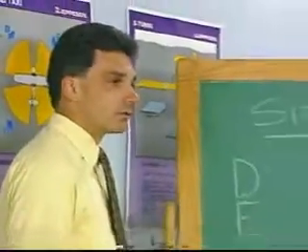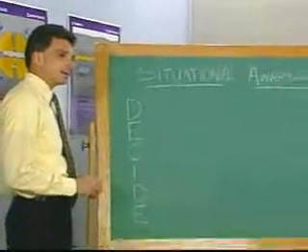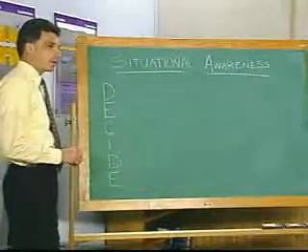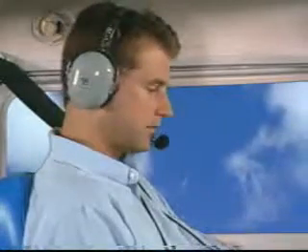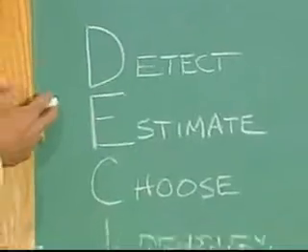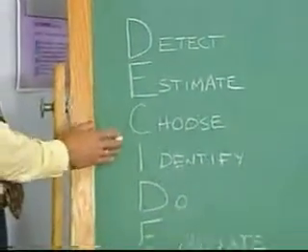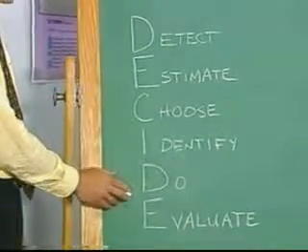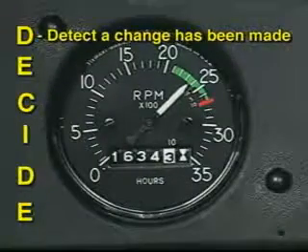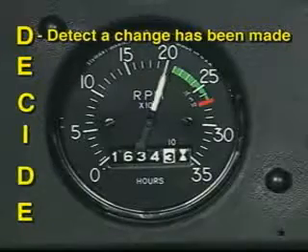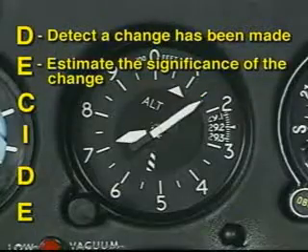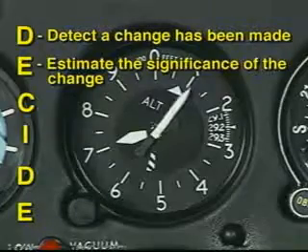Now that you have an idea of what resources are available to you, let's put them together with other decision-making elements. Situational awareness is essentially knowing your condition, the airplane's condition, and your surroundings. A decision-making model known as DECIDE represents a logical method for solving a problem. The letters stand for Detect that a change has been made. Estimate the significance of the change.